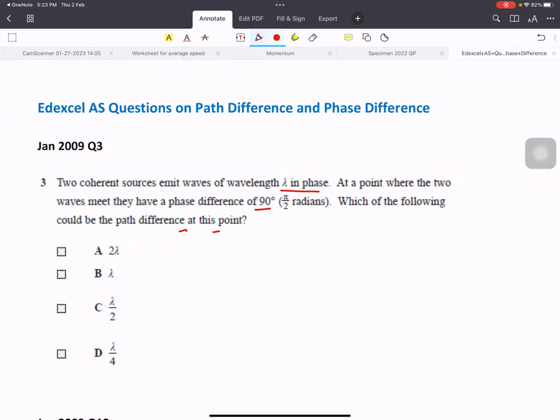Now think about this, right? It's pretty easy this way to understand that when you're looking at 90 degrees, we know that one lambda is equal to 360 degrees, right? You remember this? So 90 degrees is going to be what?